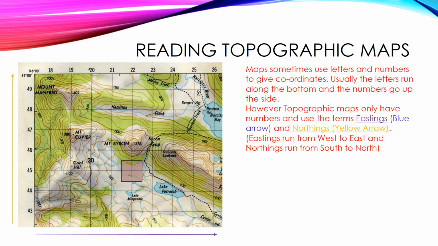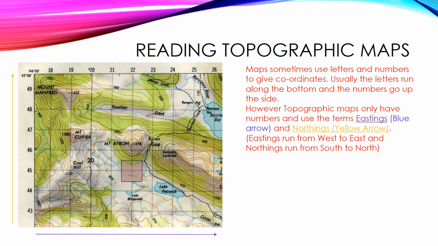So maps sometimes use letters and numbers to give coordinates. You know this, we've kind of looked at that. Usually the letters will run down the bottom of the map and the numbers will run up the side. But topographic maps only have numbers because they allow more combinations.